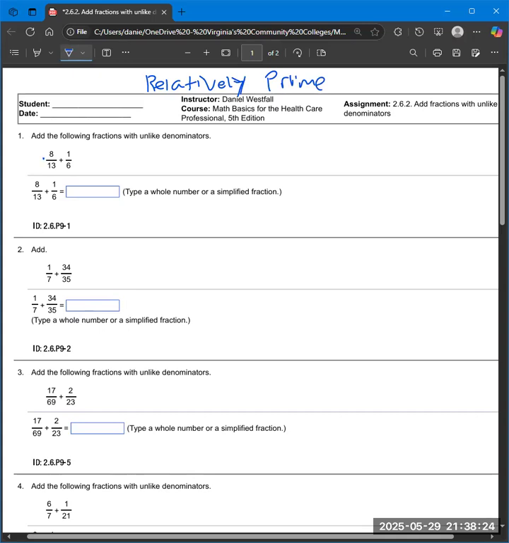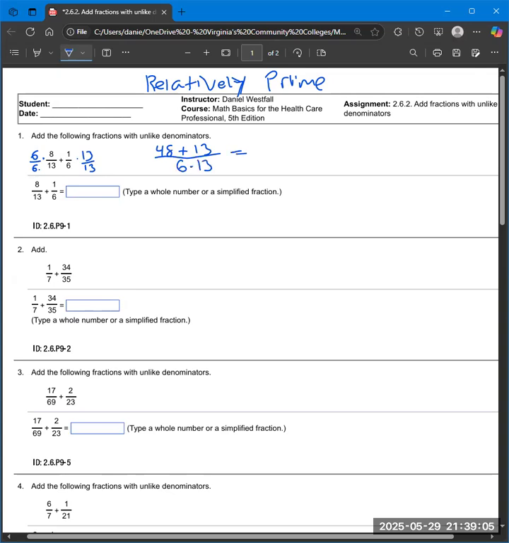So when we have denominators that are relatively prime, then we can form our least common denominator by multiplying the two denominators together. I need to multiply 6 times 13. I have 13, so I need to multiply by 6 in the bottom, and I also have to multiply by 6 in the top, so that I'm multiplying by 1. 6 times 8 is 48, plus 1 times 13 is 13 for my numerator. Keep my common denominator of 6 times 13.